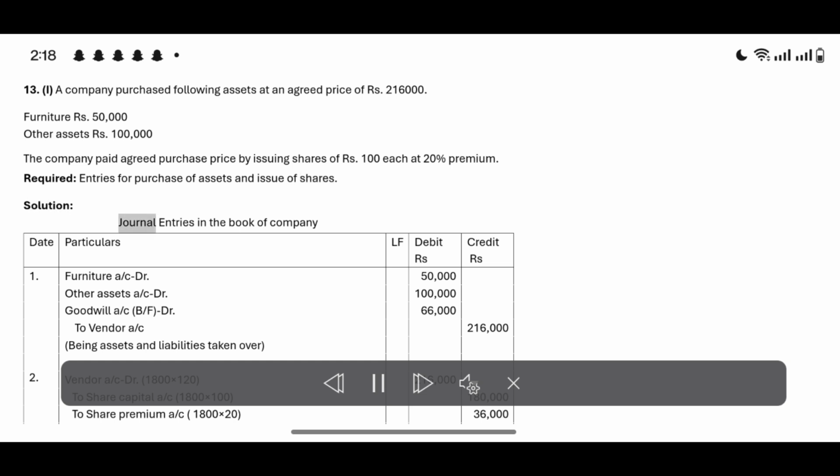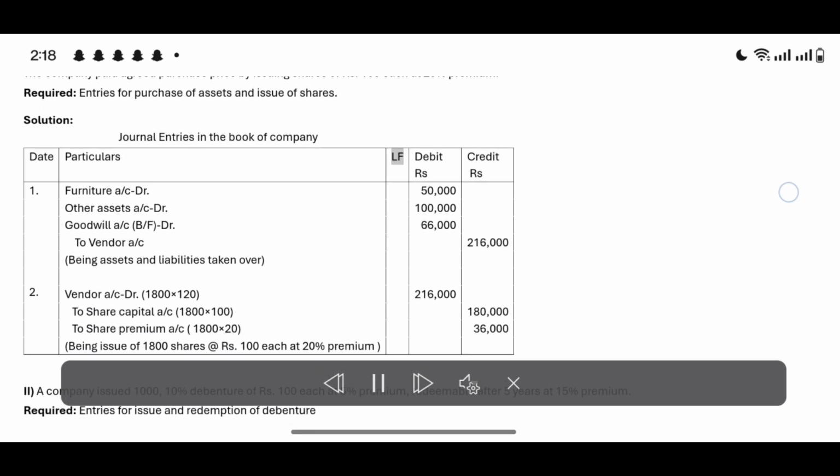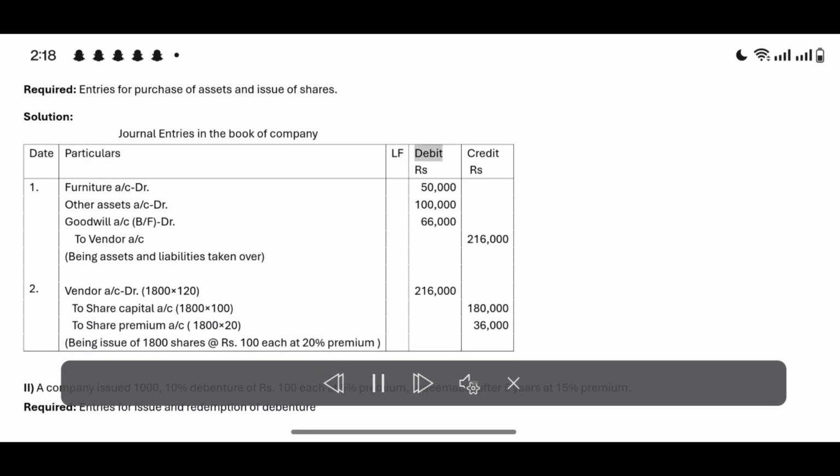Solution. Journal entries in the books of the company. Date. Particulars. LF. Debit Rs. Credit Rs. 1. Furniture A/C Dr. 50,000. 2. Other assets A/C Dr. 100,000. Goodwill A/C Dr. 66,000. To vendor A/C, 216,000. Being assets and liabilities taken over.